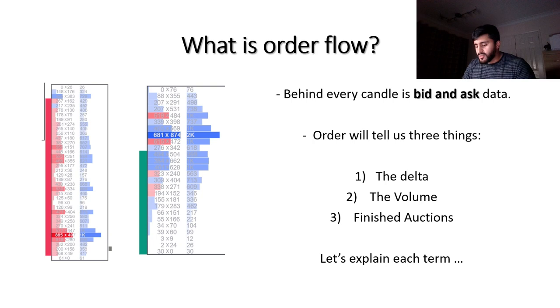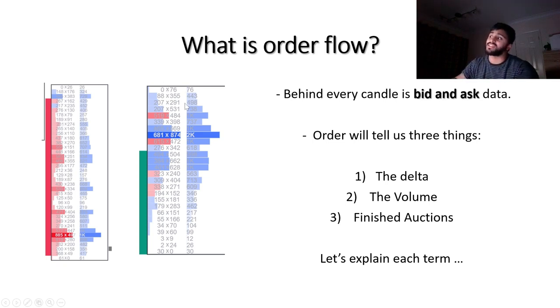But think of it this way. The bid represents aggressive sellers and the ask represents aggressive buyers. So if we look over here closely on the screen, you can see that there are 2 numbers in each row. So let's take this over here. We see 0 for 76. Basic knowledge for this point of the video: the bid is on the left-hand side and the ask is on the right-hand side. So here we see 0 and here we see 76.